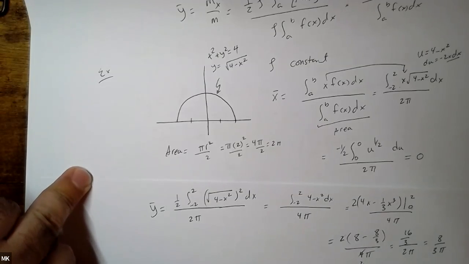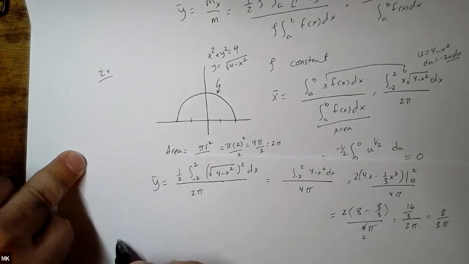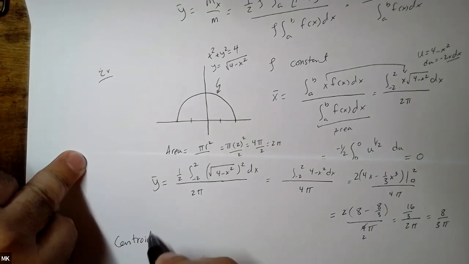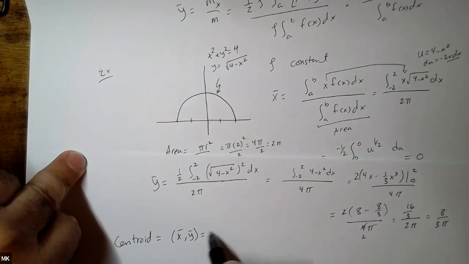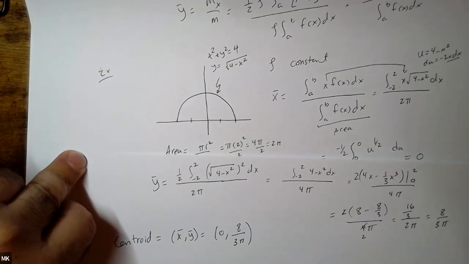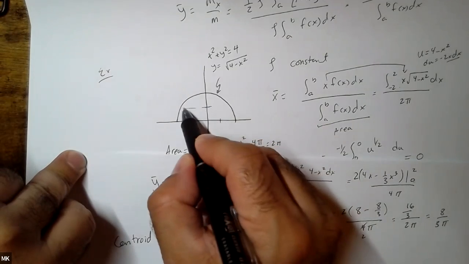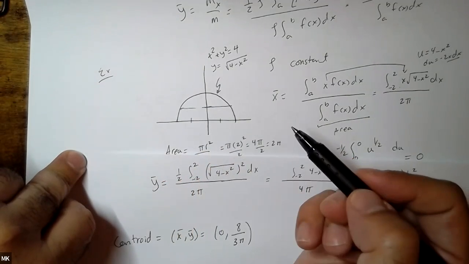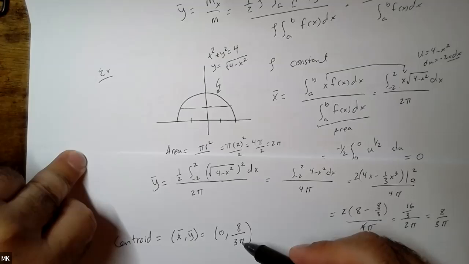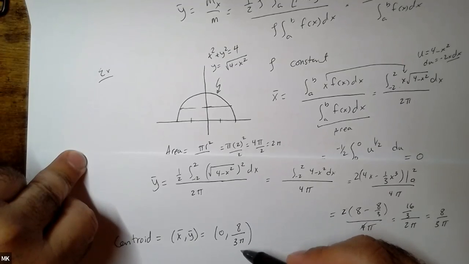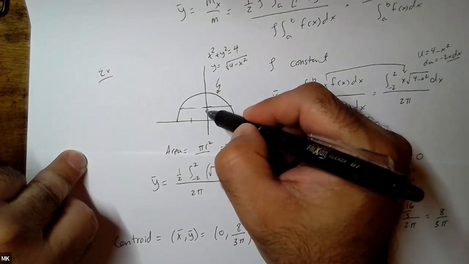If the center of mass or centroid is x bar, y bar, then x bar is 0 and y bar is 8 over 3 pi. Now notice the halfway point here is 2, right? And 1, right? 8 over 3 pi is about 8 over 9, since 3 times 3.14 is over 9. 8 over something that's 9 or above is less than 1. So your center of mass is actually going to be here somewhere.